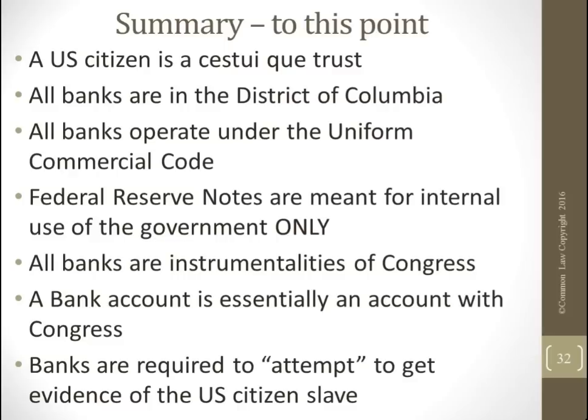So, a summary to this point. A U.S. citizen is assessed to K Trust. All banks are in the District of Columbia. All banks operate under the Uniform Commercial Code. Federal Reserve notes are meant for internal use of the government only. All banks are instrumentalities of Congress. A bank account is essentially an account with Congress. Okay, that's true. And banks are required to attempt to get evidence of their U.S. citizen slave.